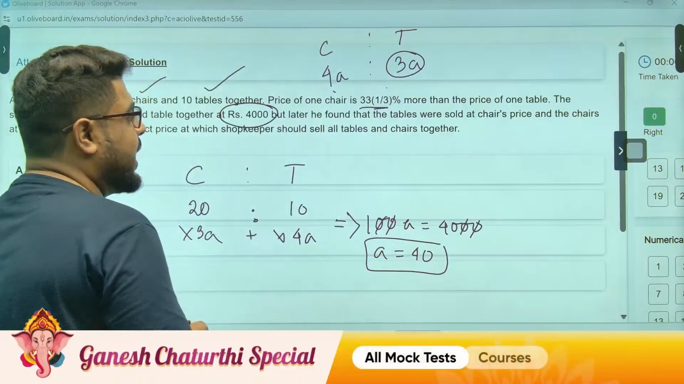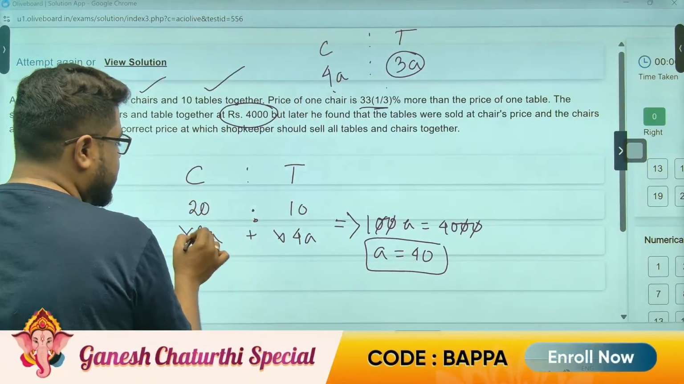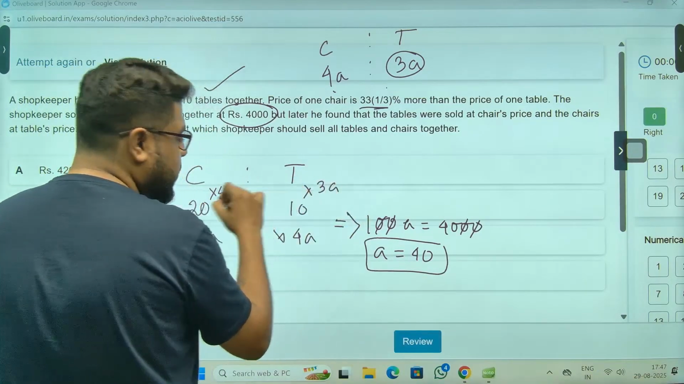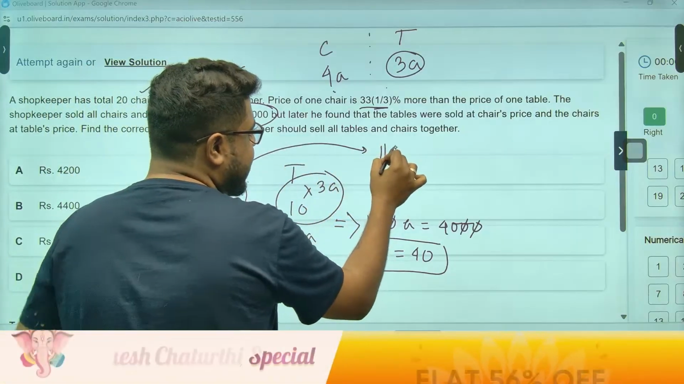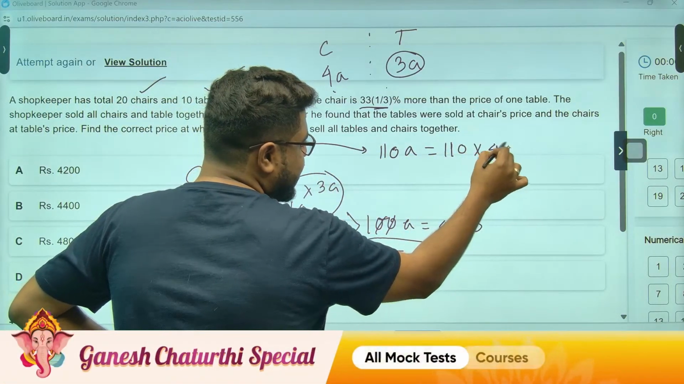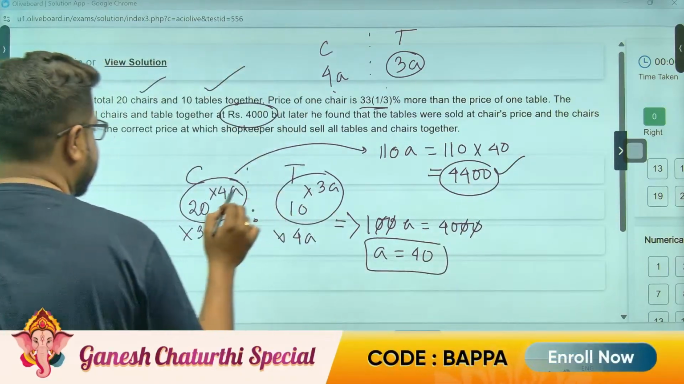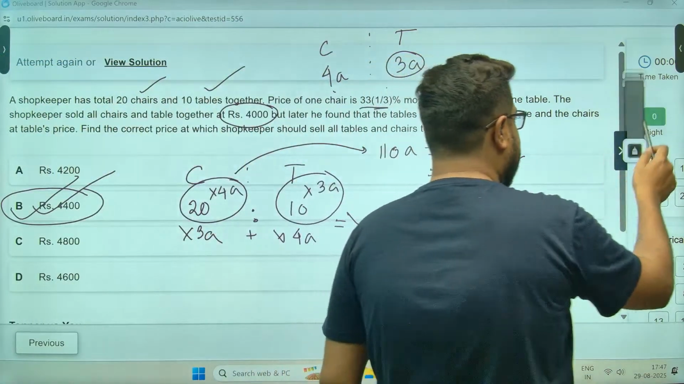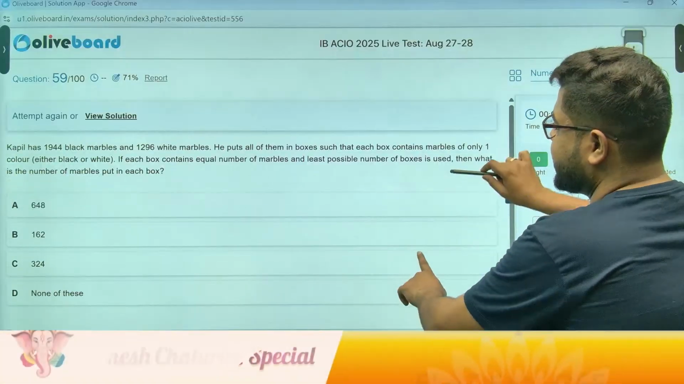Right? Now, if original price में बेचता, this would have been 20 into 4A and this would have been 10 into 3A. That was the original price. So 80A and 30A. Total would have been 110A. So that would have been 110 into 40, so that would have been 4400. That would have been the actual price. So B is the answer, sir. Correct price would have been option number B, that is 4400, sir.